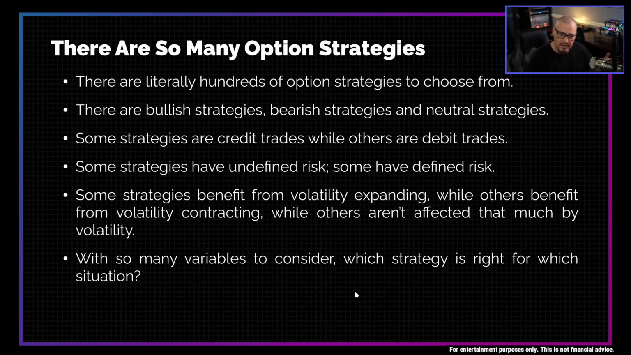Some strategies have undefined risk. Some have defined risk. Some strategies benefit from volatility expanding. Others benefit from volatility contracting, and still others aren't really affected by volatility all that much. Now, with so many variables to consider, which option strategy is right for which situation?